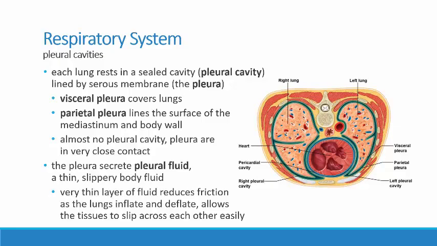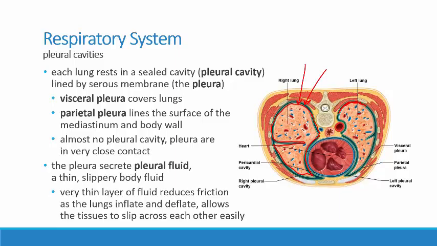Here we can see the right lung, 2 lobes of it are visible, and it's in this space that is separated by the parietal pleura on the outside and the visceral pleura here on the inside. I'm going to color in here. This is the pleural cavity. There's almost no cavity there. The pleura are in very close contact, and so we just have a little bit of this thin, slippery pleural fluid there in the pleural cavity.